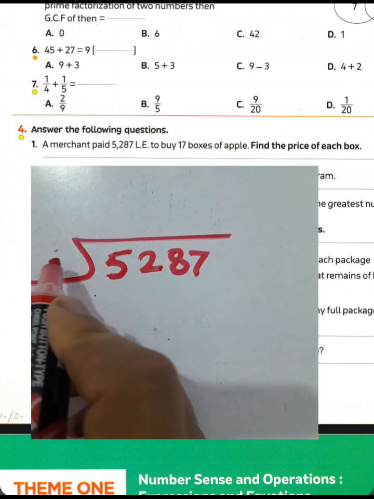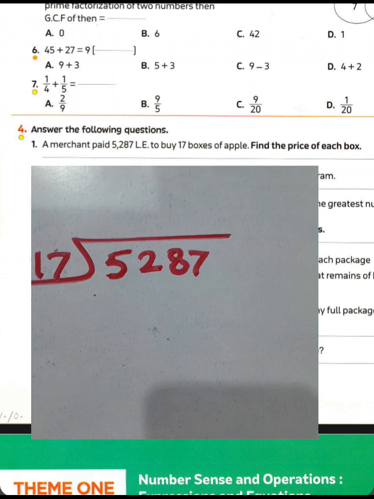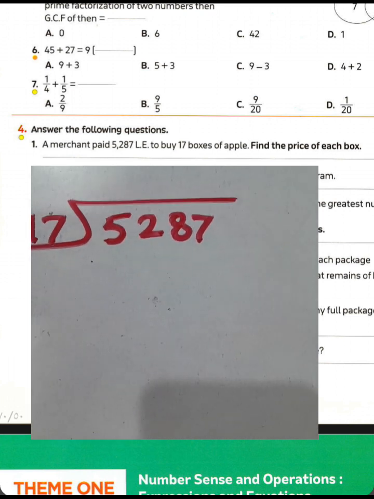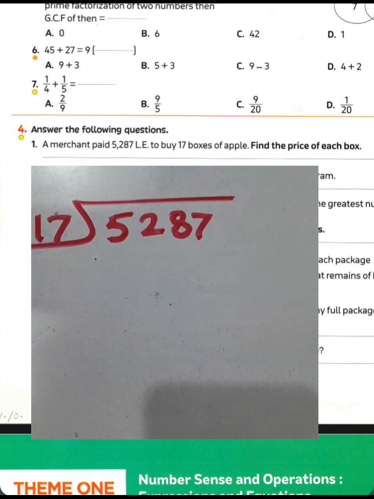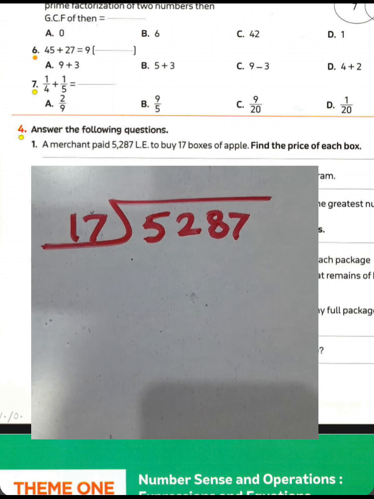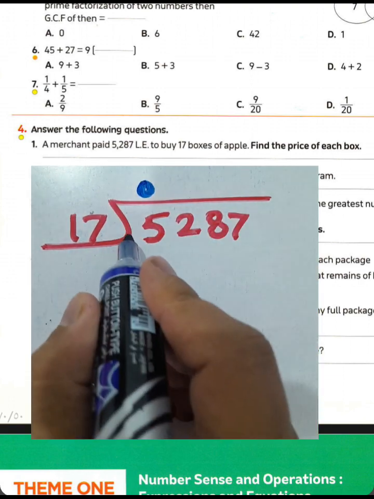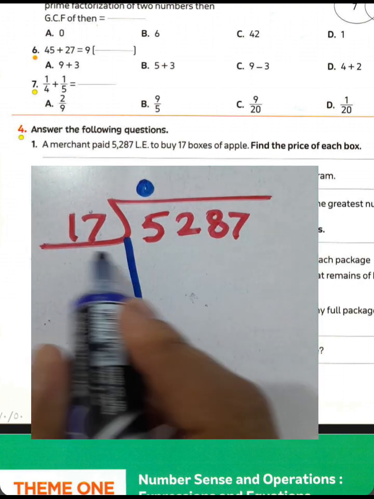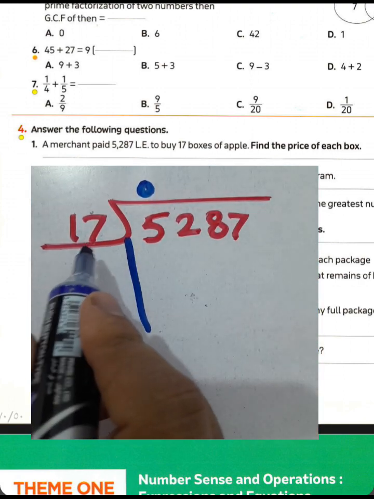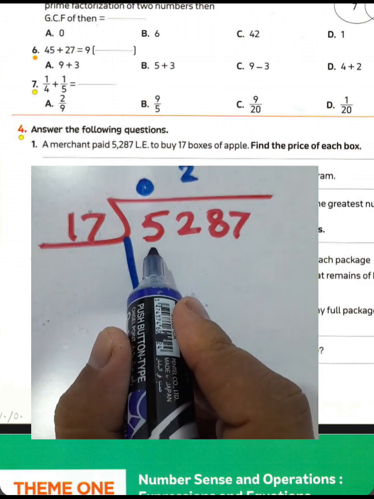5,287 and the divisor will be 17. You can find the result by using long division. Look with me at the steps. First, from the left-hand side, 5 divided by 17, we can't do it, so we must put 0. 52 divided by 17, 2 times 17 equals 34.